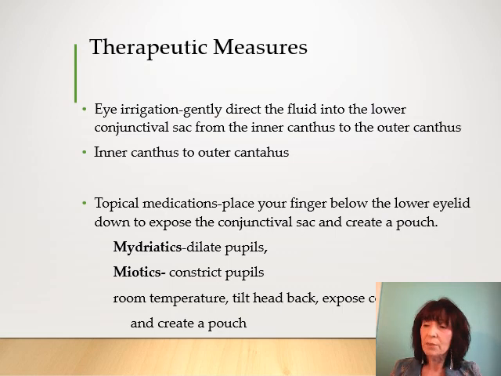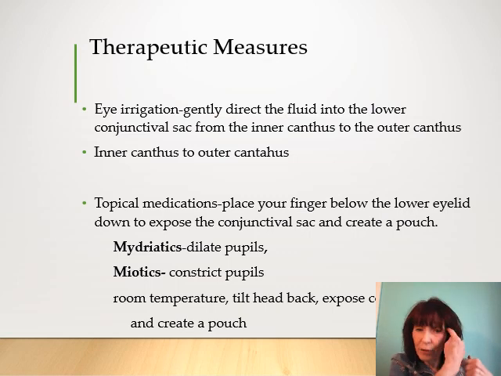All right, let's look at some therapeutic measures. So eye irrigation, this is kind of important for you guys because you're going to be putting eye drops in your patients. So it's important that you do them right so they get the best benefit from their drops. In eye irrigation, you gently direct the fluid into the lower conjunctival sac. Now, you make a conjunctival sac by just pulling out the eye a little bit, and it makes like a little sac. And then you want to go from the inner canthus to the outer canthus. So inner to outer. That's really important to remember.